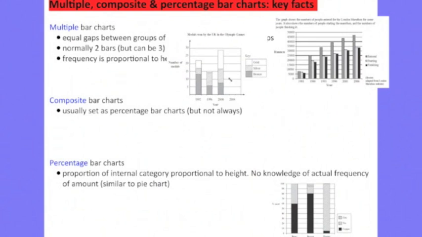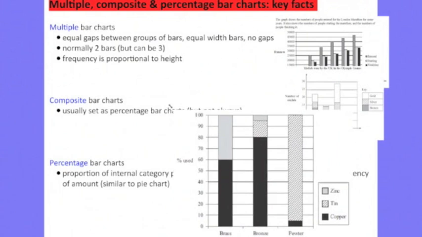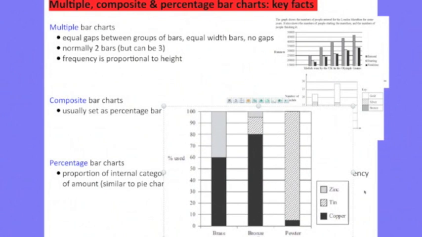Similarly, for percentage bar charts, exactly the same as composite bar charts, but here the proportion of the internal category is proportional to the height. There's no knowledge of actual frequency, and this is similar to a bar chart. Here we're working in percentages, so we're just seeing the proportion. Here we have 3 different types of metals, and we can see here each, brass, bronze and pewter, what it is made up of, and this is in percentages.